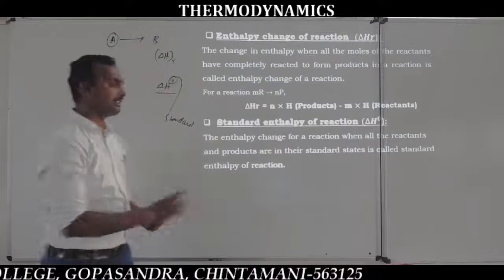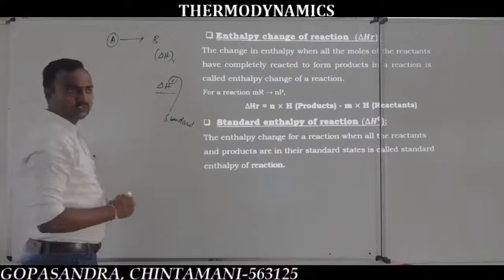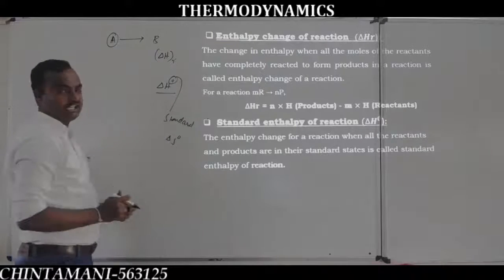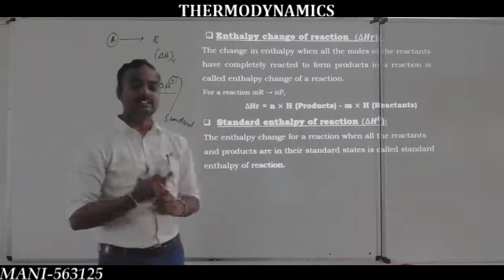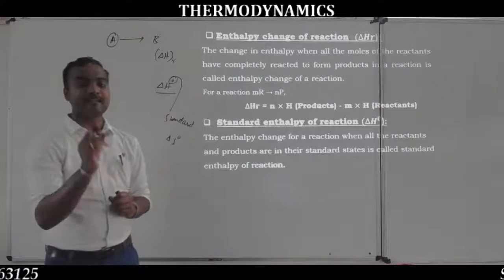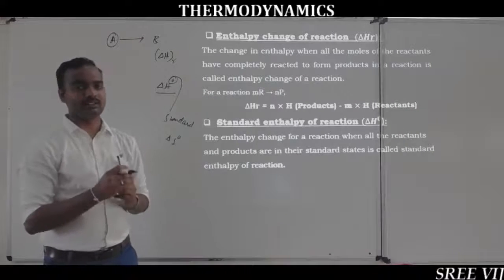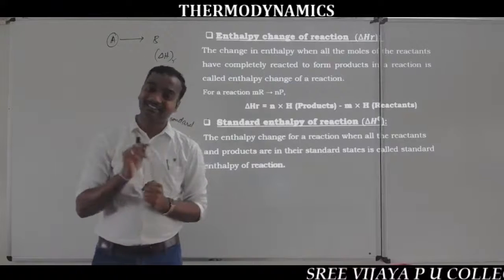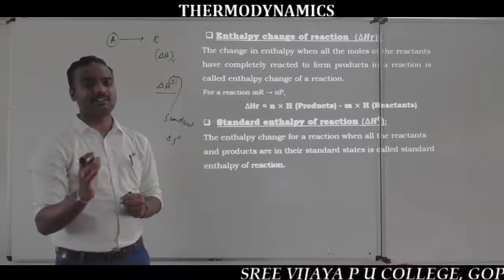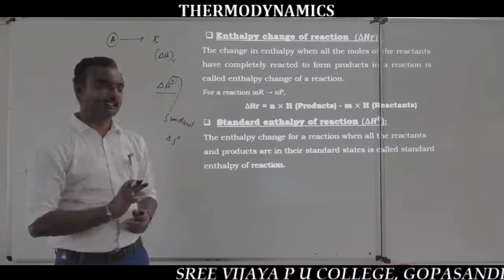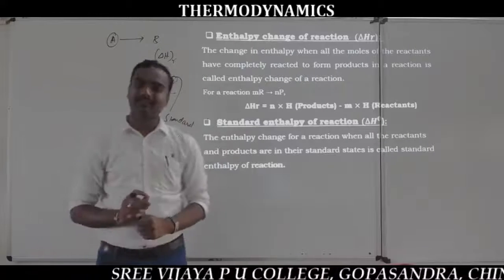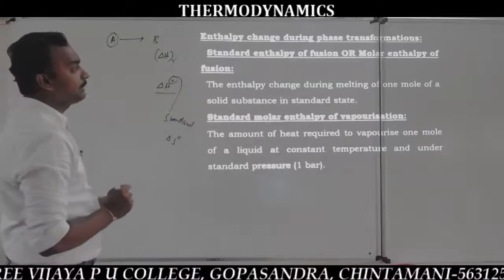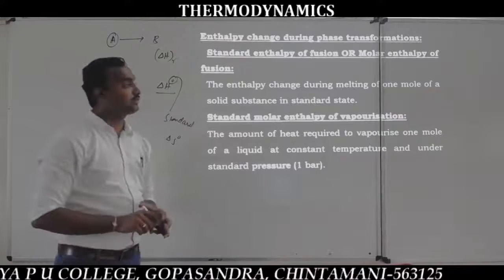To indicate that, we just write delta H naught, or sometimes delta S naught, which is standard entropy change. Delta G naught is standard Gibbs energy change. Delta U naught is standard internal energy change. So wherever naught appears, that is in a standard state. The reactants and products must all be in the standard state, and then we call it standard enthalpy of reaction.